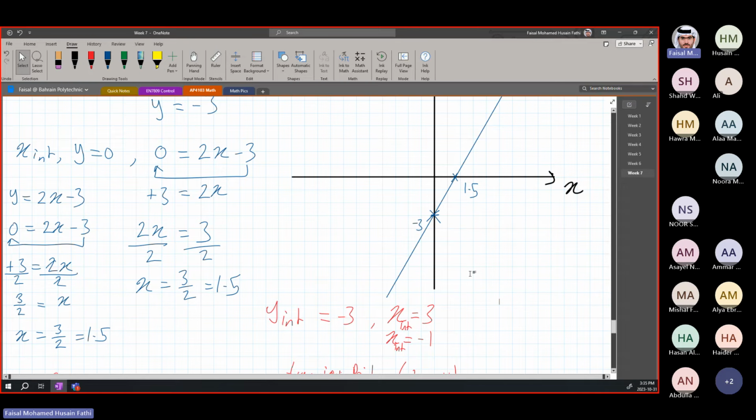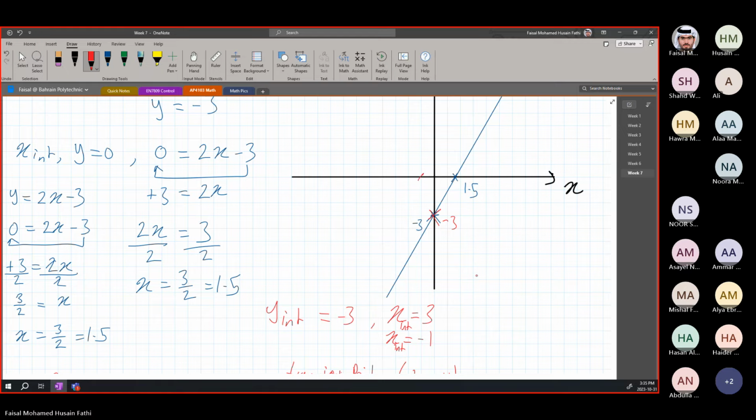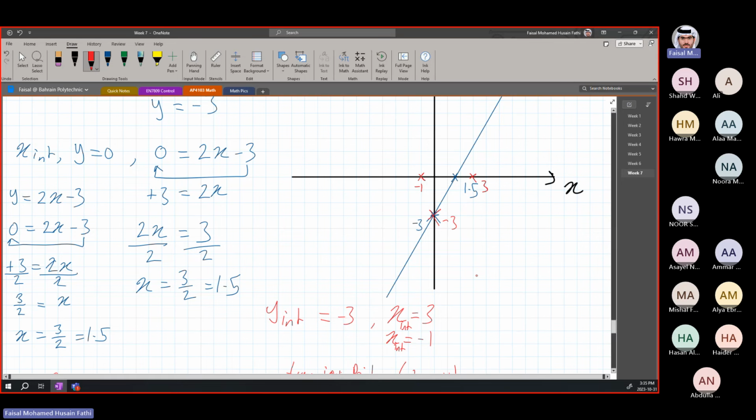So first we plot our y-intercept, minus 3. Same as before, you can already tell that it's one of the intersecting points. And then the x-intercepts: we have minus 1 here, and we have 3 here. Okay.